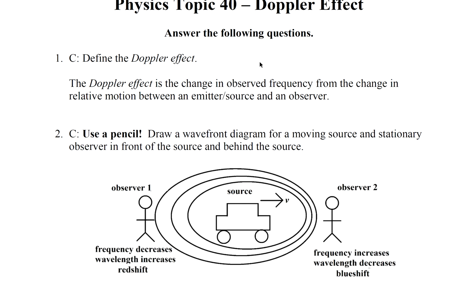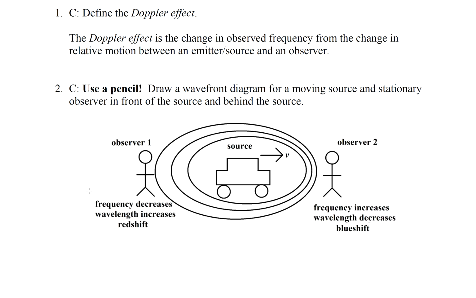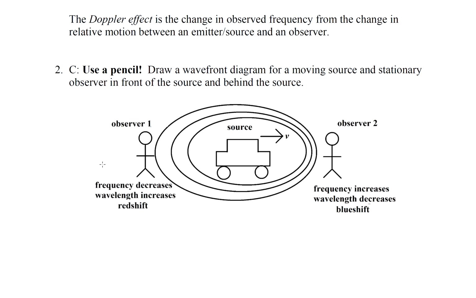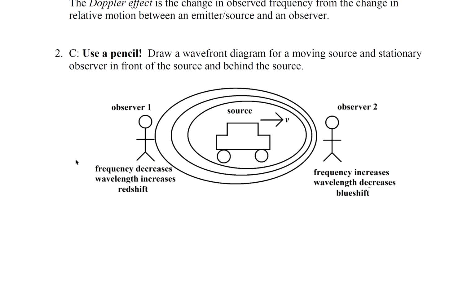Question 2. Draw a wavefront diagram for a moving source and stationary observer in front of the source and behind the source. So the two observers who are recording the frequency and wavelength are not moving, they're stationary, they're in front of this moving source and behind this moving source. You could see the wavefronts next to observer 1, they're increasing their wavelength. Therefore, they're decreasing their frequency because v equals lambda f.